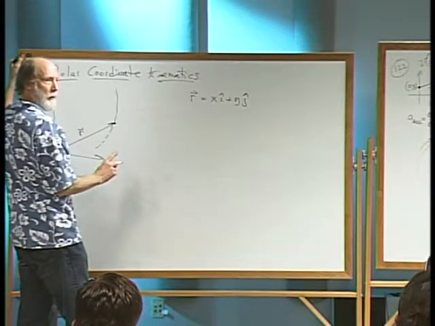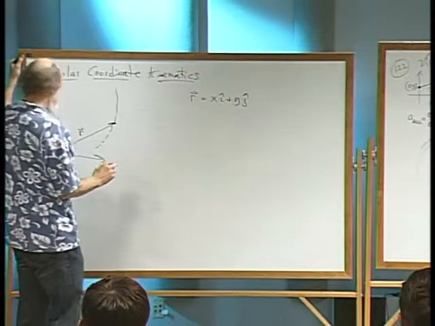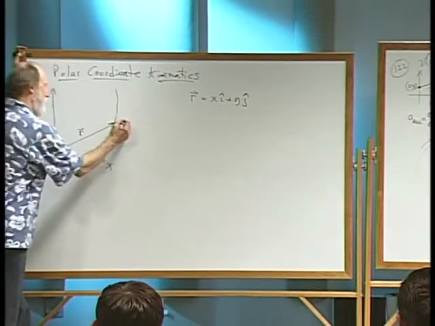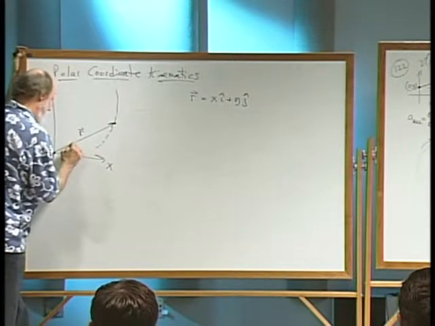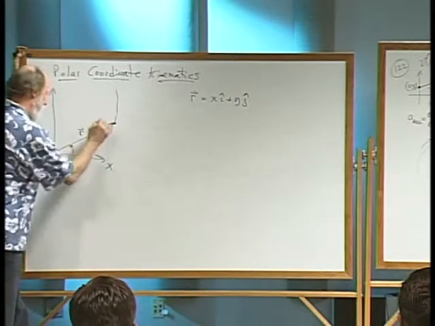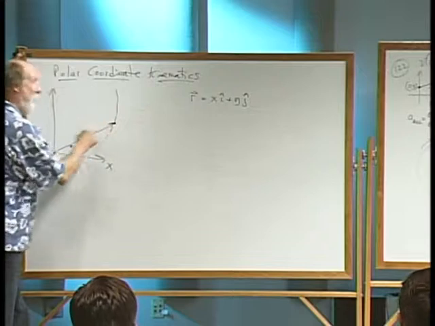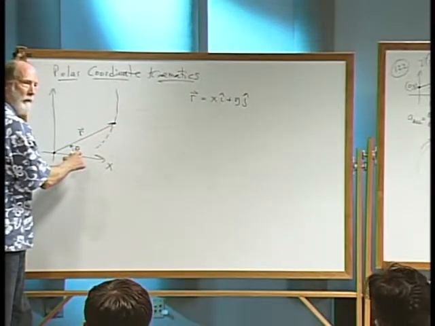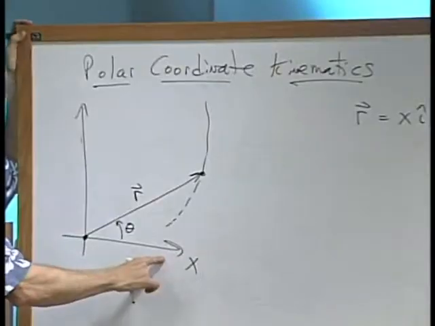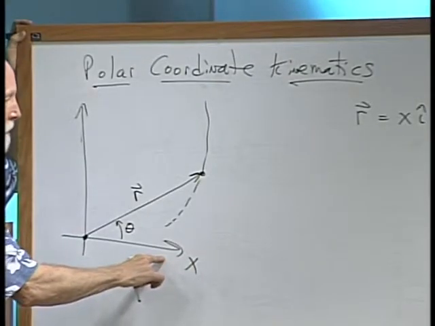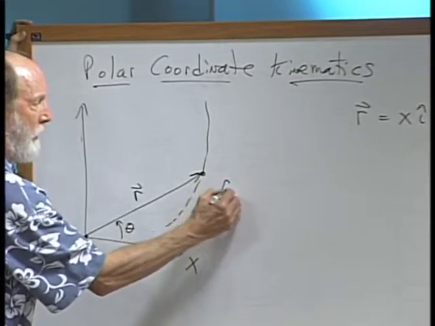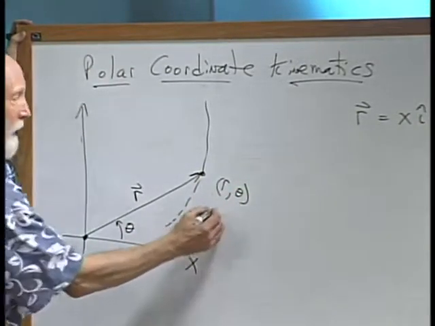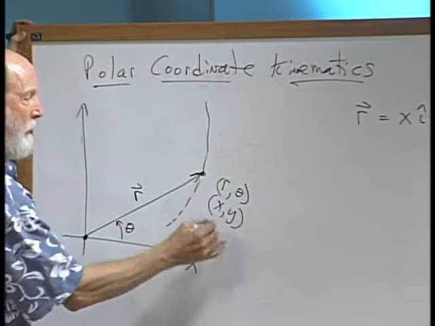Polar's even simpler. Polar coordinates, remember, are defined in terms of some distance from the pole, some r, magnitude, and some defined angle with respect to some reference axis. So this polar position right here could be described as r, theta in space, just as well as describing it in rectangular as x, y.